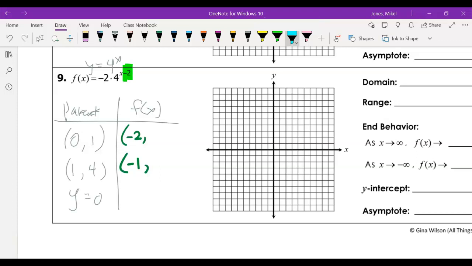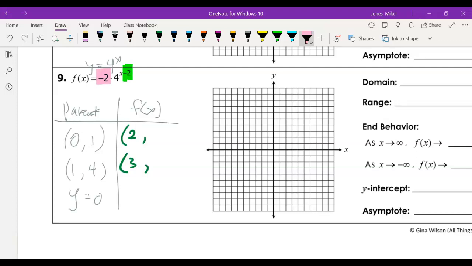Hold on. Let me think. Let me use my brain. Moving to the right 2. Yes, adding 2. Thank you. So this should be a 2 and this should be a 3. Good catch. Okay. And then this other transformation is kind of like 2 transformations in one.